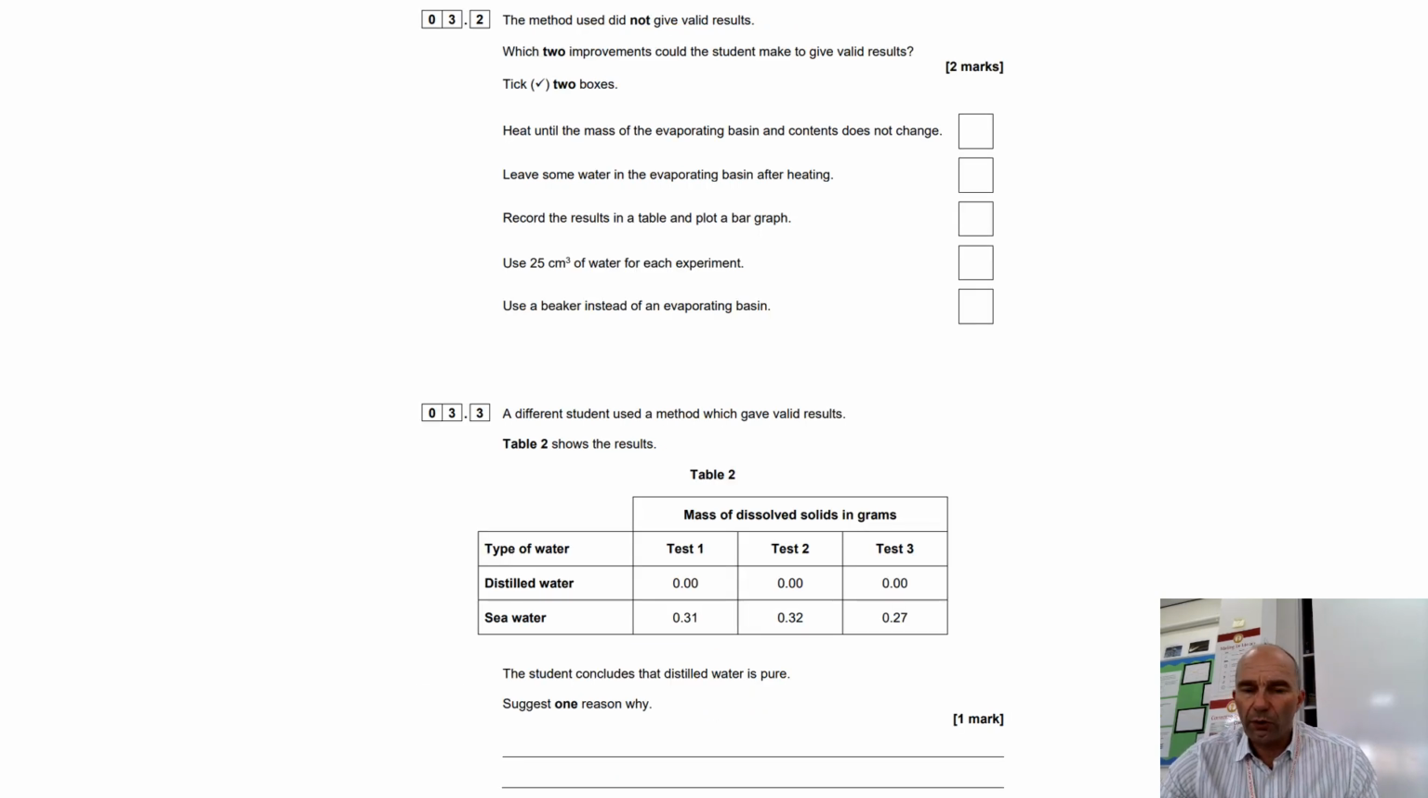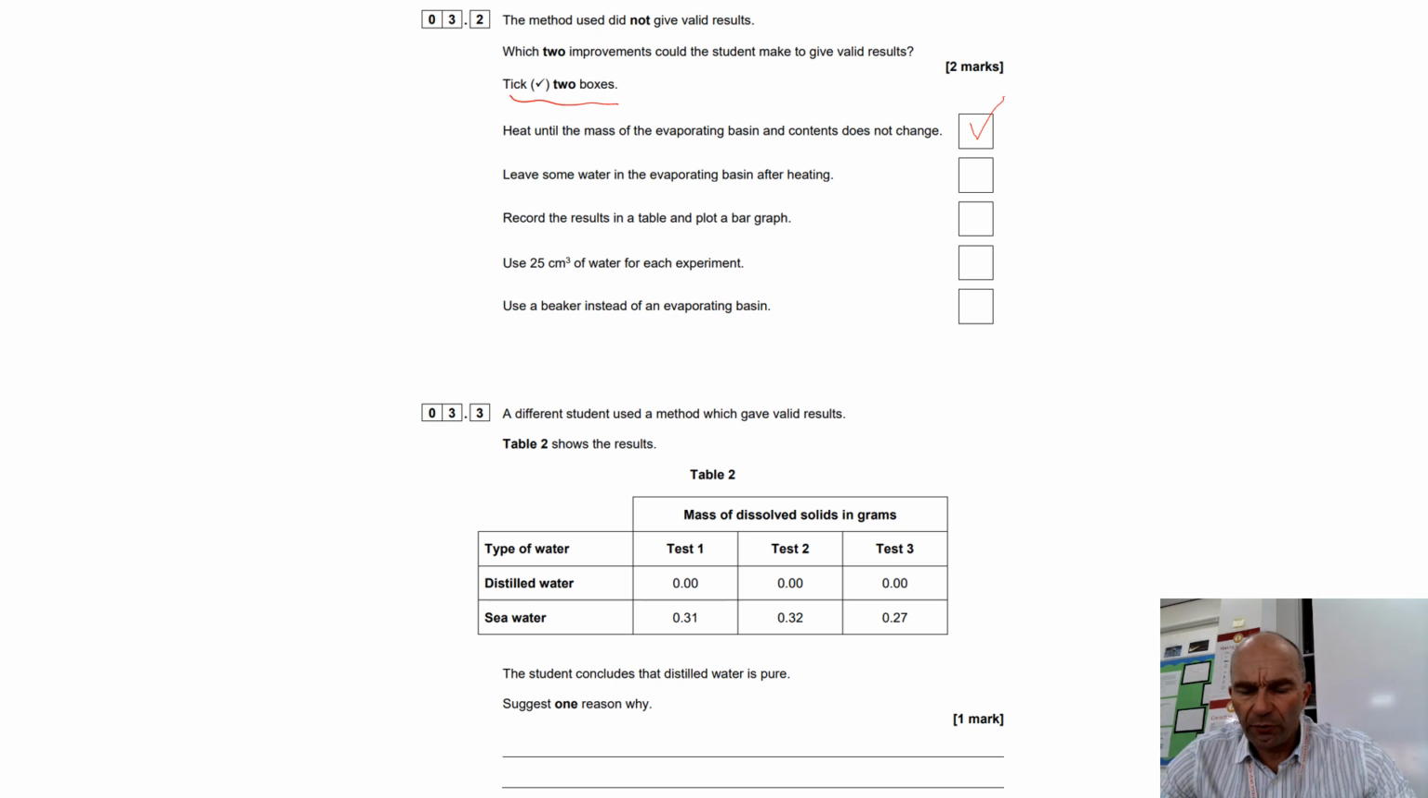Alright, question 3.2. So the method used did not give valid results. Which 2 improvements could the student make to give valid results? So again, we're back to this idea of ticking 2 boxes. So there are 2 correct answers. Now, we're trying to look at making sure all the water has evaporated fully. So we need to heat the evaporating basin until the mass doesn't change any longer. That tells us that all the liquid would have evaporated.